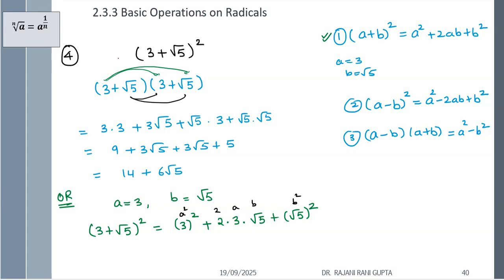Okay. Which one simplification gives you? Yes, 3 square is 9. 3 times 2, 6 root 5 plus 5. So see, we get the similar term. So it is 14 plus 6 root 5. So the answer is same. It doesn't matter whether you use the rule or not, you'll get the same result.